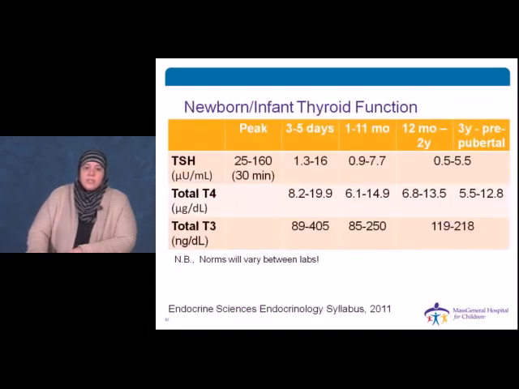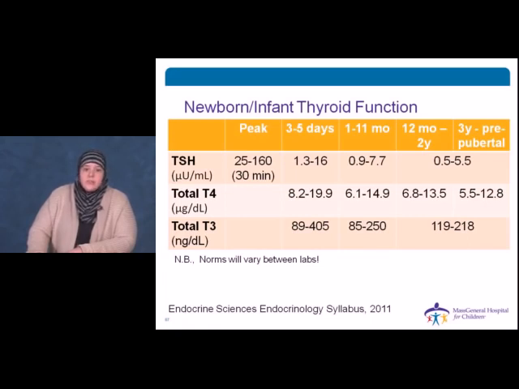So to look at this a little more closely, all labs are different. These are the lab norms for endocrine sciences, and labs will have different norms. But just to look, you have a peak of TSH at about 30 minutes. This is typically between about 60 to 80, but can range from about 25 to 160. And this goes down slowly, such that between about 3 to 5 days of life, you can have a normal TSH up to 16. And in the first year of life, you can have a normal TSH up to about 7.